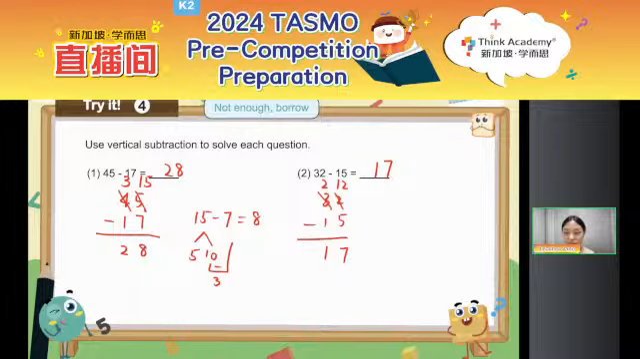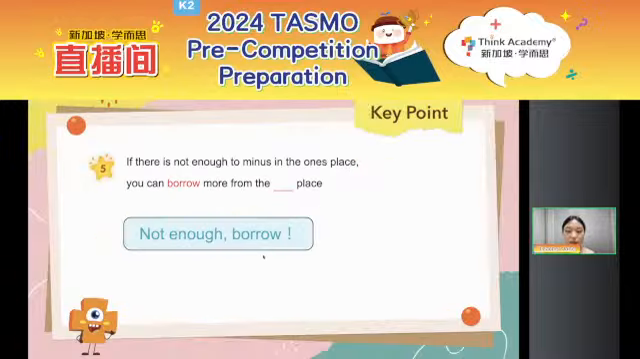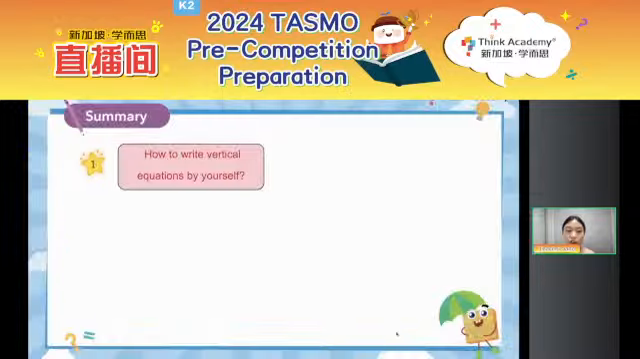Good job, everyone. So we can review our key points here. That is, if there's not enough to minus in the ones place, we can borrow more from the tens place. So if not enough, we just borrow. Okay, so let's review our key points here.